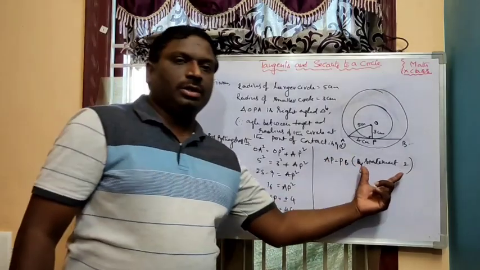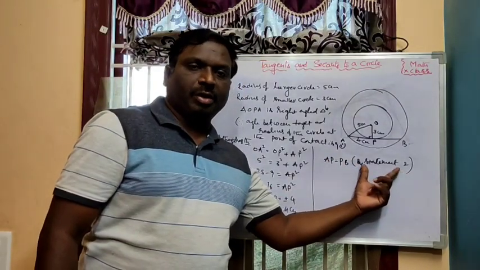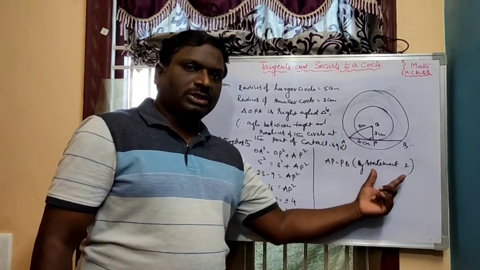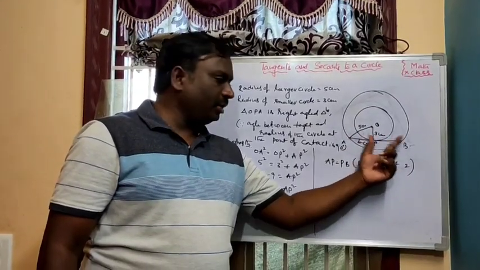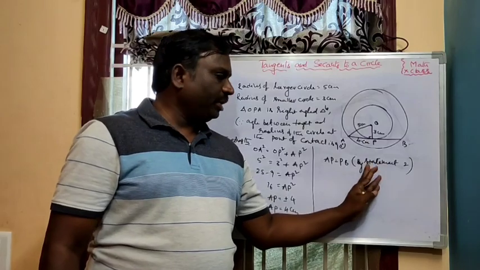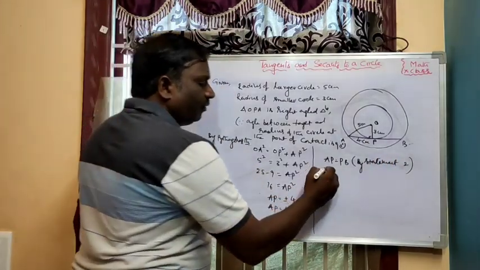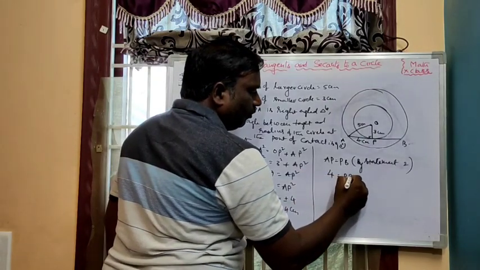You cannot write just "statement 2" in your exam. You have to write the total statement, whatever the statement is in your textbook, because space is not sufficient here. That's why I am writing "by statement 2". So AP equals PB. AP is 4 centimeters, so PB is also 4 centimeters.